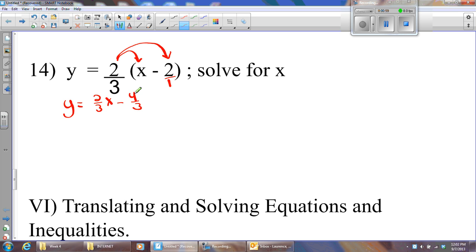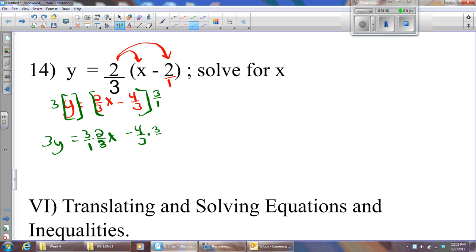Okay. And now I don't like those fractions in there. So here's where I'm going to multiply through to get rid of my fraction. You only do this if you distribute it first. Okay. So I'm going to multiply by 3 on that side. And I'm going to multiply by 3 over 1 on that side. Now the left-hand side is simple enough. It's just 3y, right? The right-hand side, 2/3 x times a 3 over 1. And then we have a minus 4/3 times a 3 over 1.